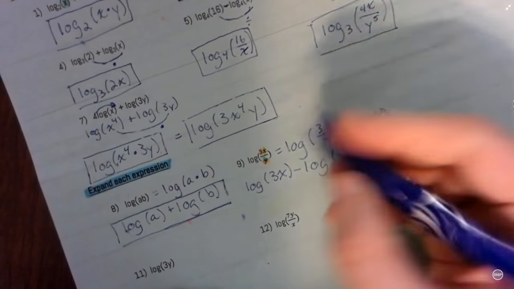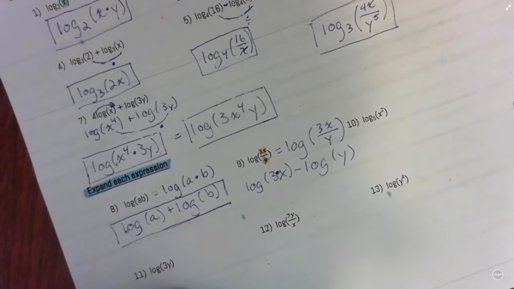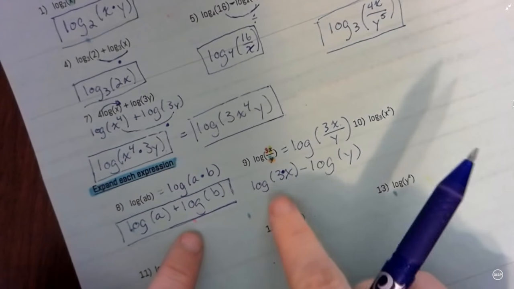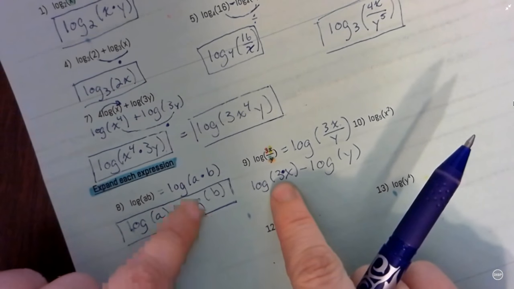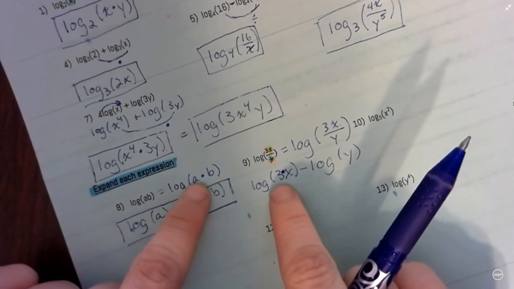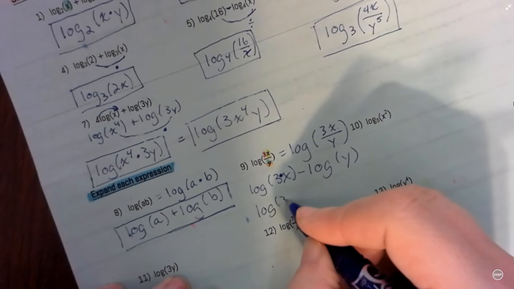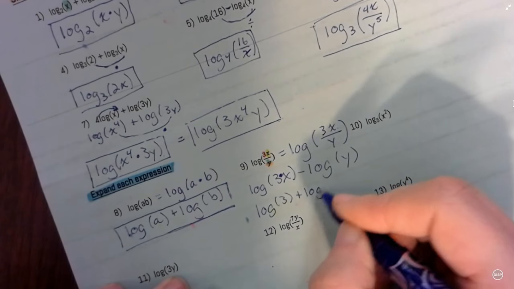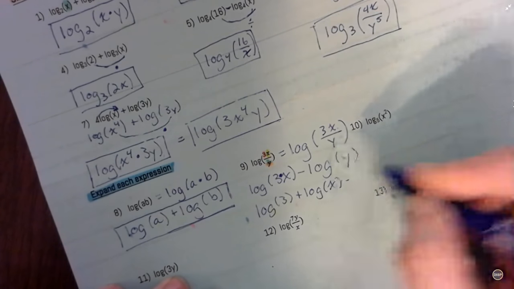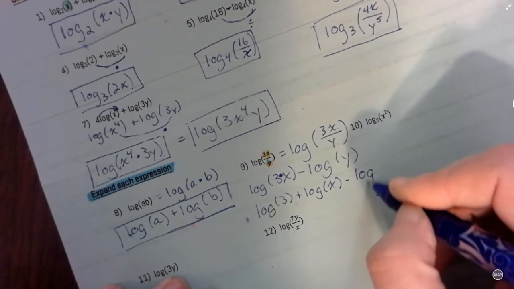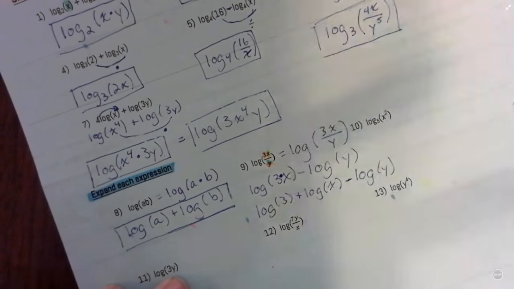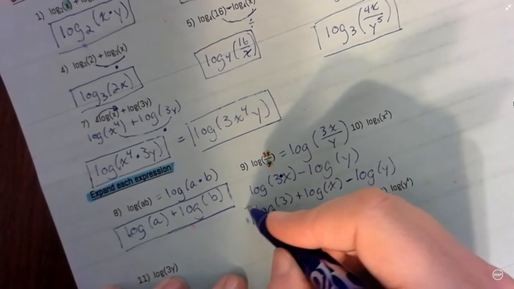And then this one, remember that's really a times sign, so that's really 3 times x. So then I can split this one up just like I split this one up. So it's kind of the same thing. Like this is your a and that's your b. So log of 3 plus log of x, and then minus log of y. So that's that one.